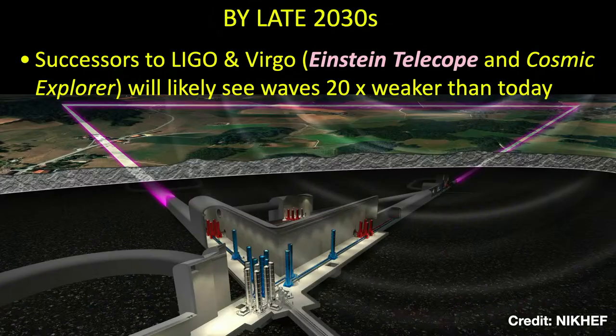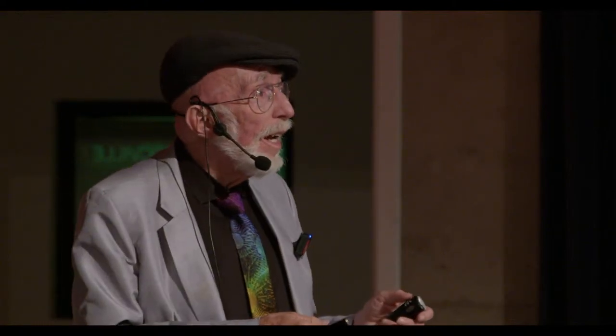Now, by the late 2030s, successors to LIGO and Virgo, the Einstein telescope, particularly here in Europe, and Cosmic Explorer in the US, will likely see gravitational waves 20 times weaker than today. And this is an artist's conception of the Einstein telescope, a triangular array on the border of Belgium, the Netherlands, and Germany, which is one of two candidate sites for this Einstein telescope, and a very, very exciting project.